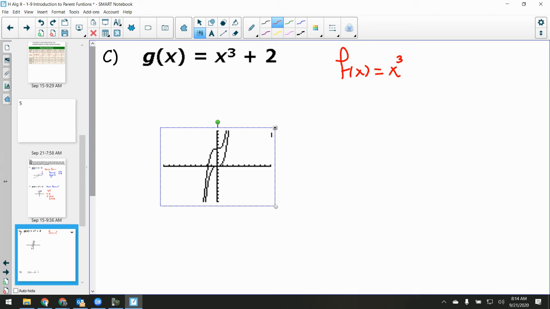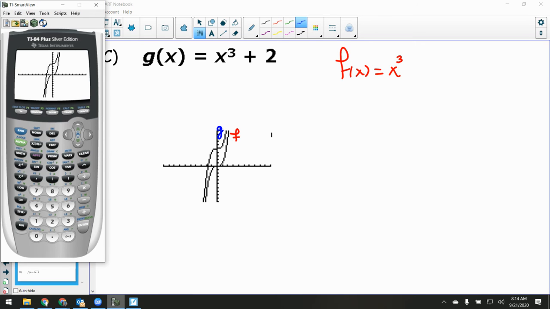Okay, so this is F, and this is G. Wait a sec. It didn't just go up 2. What did I do, 5? What the heck am I doing? I was going to say plus 5 was the last one.